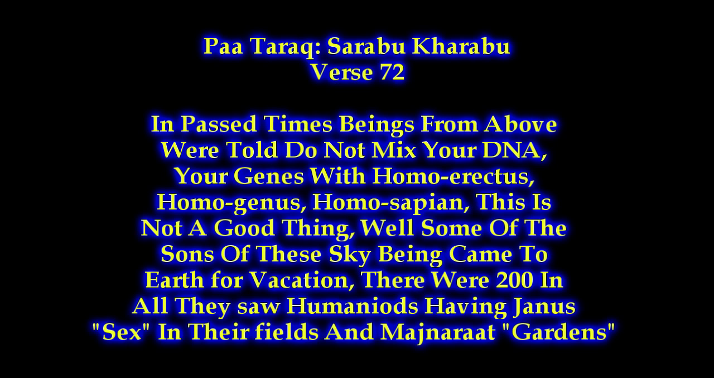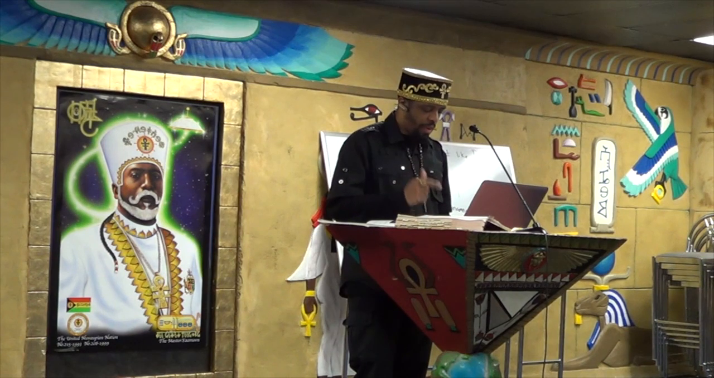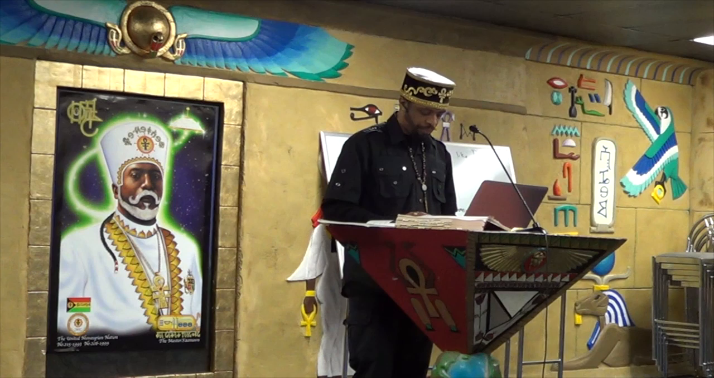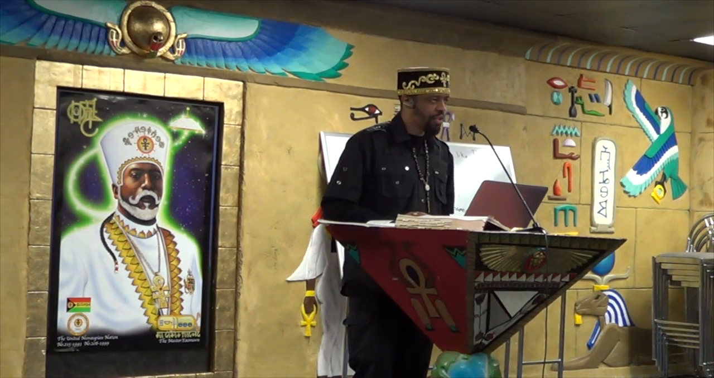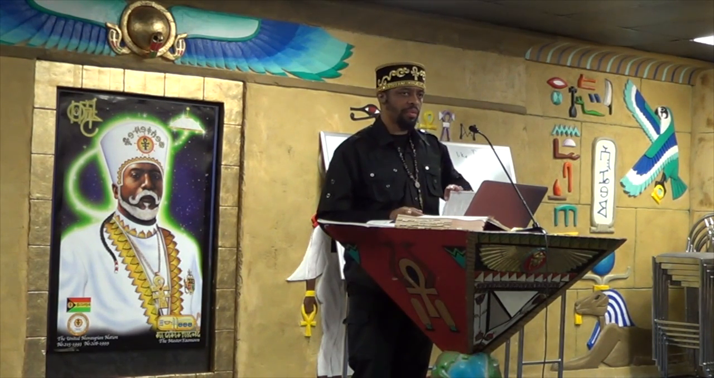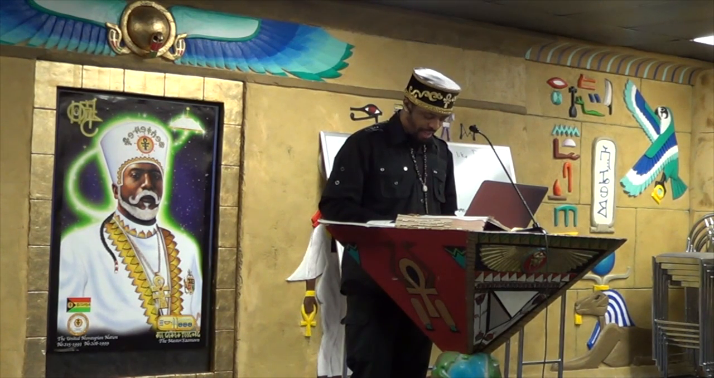Well, some of the sons of these sky beings came to earth for vacation. There were 200 in all. They saw humanoids having janus, sex, in their fields, and majnanat, gardens, and became sexually attracted to the female humanoids. Is that still on the tablets? No, now we're in Patarak, Sarabu, Karabu, starting from verse 72. It's verse 72, page Kamu.